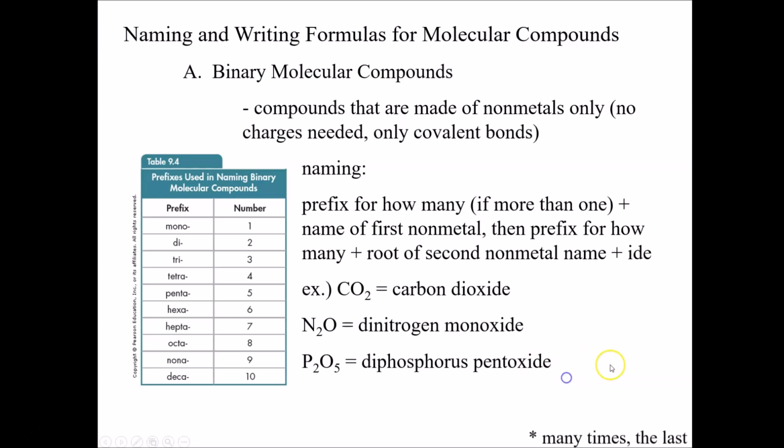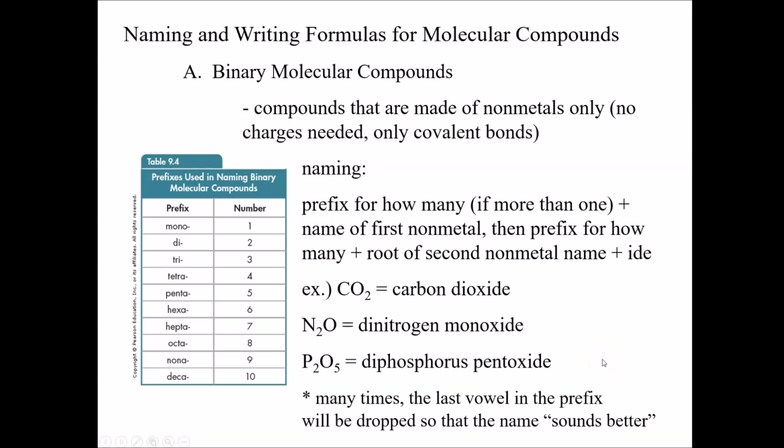Okay? So we have to do that. We have to drop the vowel on the end of the prefix if there was going to be two vowels in a row, unless it's an I, like in dioxide. I kept the I, then the O. So that's the only time I leave the vowel is if it's an I. Okay?